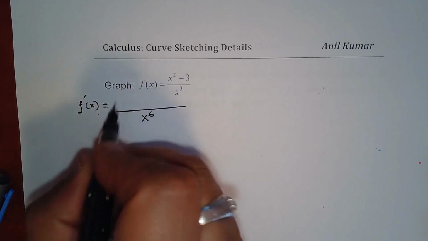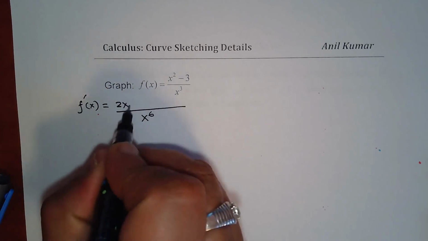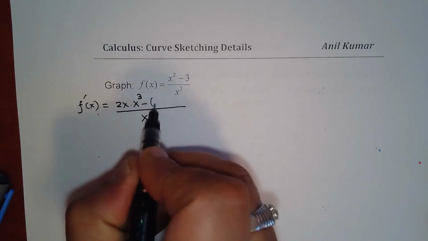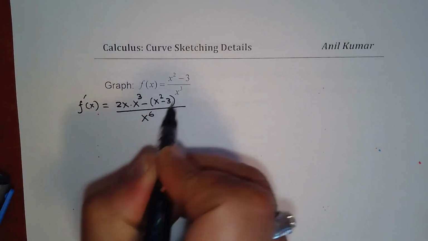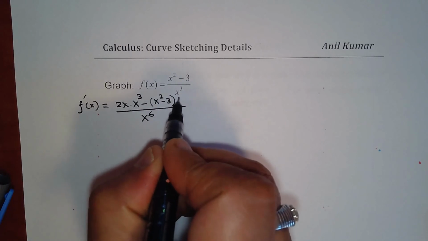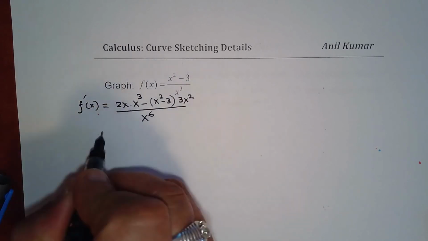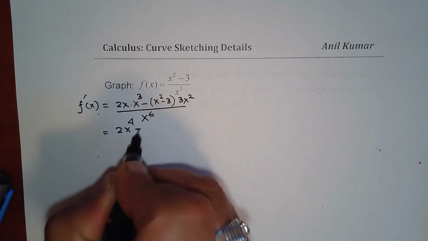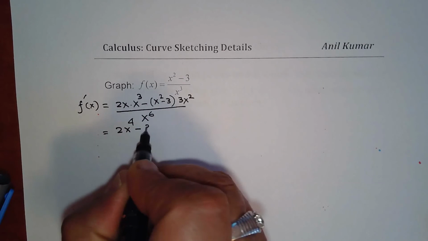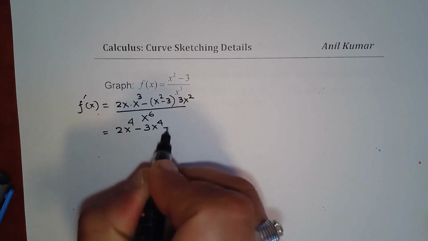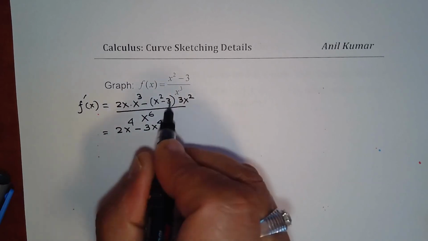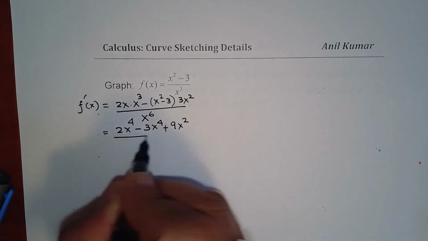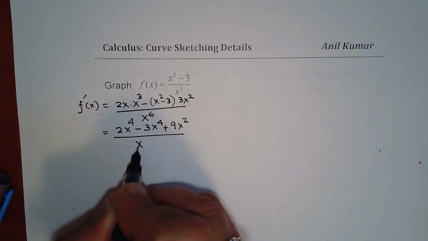2x is the derivative of the numerator times x cube, minus x square minus 3 times the derivative of x cube, which is 3x square. Now let's try to simplify this. We have 2x to the power of 4 minus, when you multiply this, we get 3x to the power of 4, minus, and minus becomes positive, 3 times 3 is 9x square, divided by x to the power of 6.